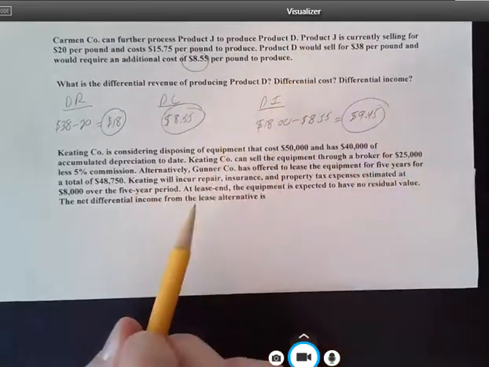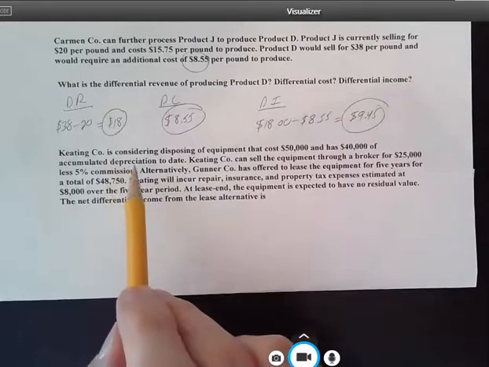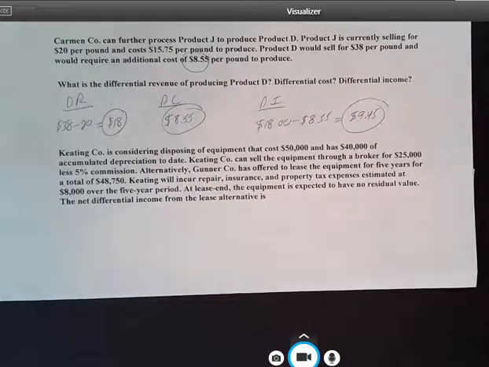All right. Last question on this page says, Keating Company is considering disposing of equipment that costs $50,000 and has $40,000 of accumulated depreciation to date. Keating can sell the equipment through a broker for $25,000 less 5% commission. Alternatively, Gunner Company has offered to lease the equipment for 5 years for a total of $48,750. So Gunner is going to pay Keating $48,750 over a 5-year period. However, Keating will incur repair, insurance, and property tax expenses during that 5 years, estimated to be $8,000. At lease end, the equipment is expected to have no residual value. The differential income from the lease alternative is what?